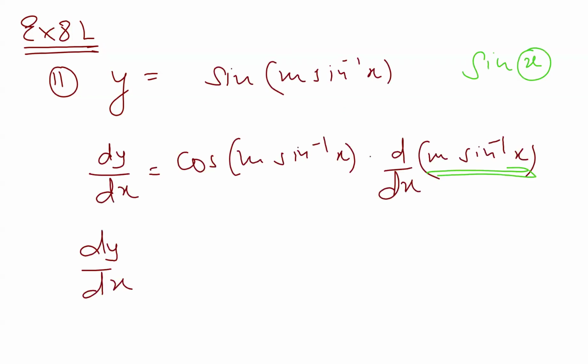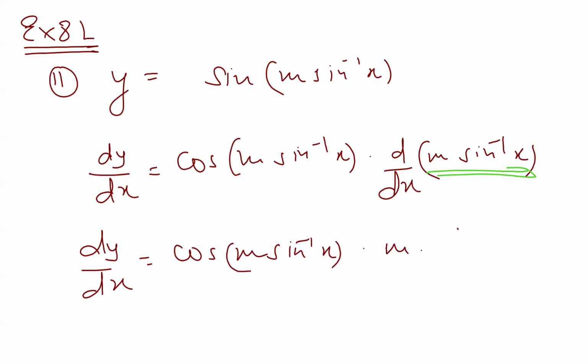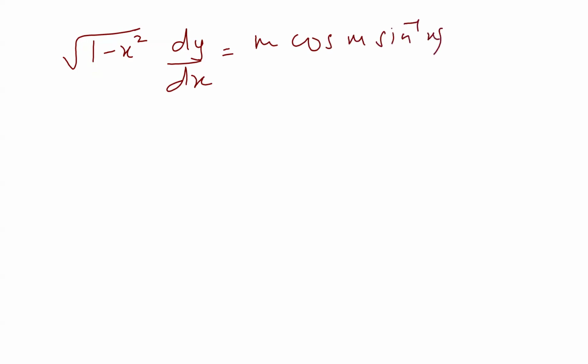Okay, chain rule. Now m will go outside. Derivative of sin inverse x is 1 upon root 1 minus x square. Now like the previous sessions, this particular term I will shift to the left hand side. So root of 1 minus x square dy by dx is equal to m cos of m sin inverse x.